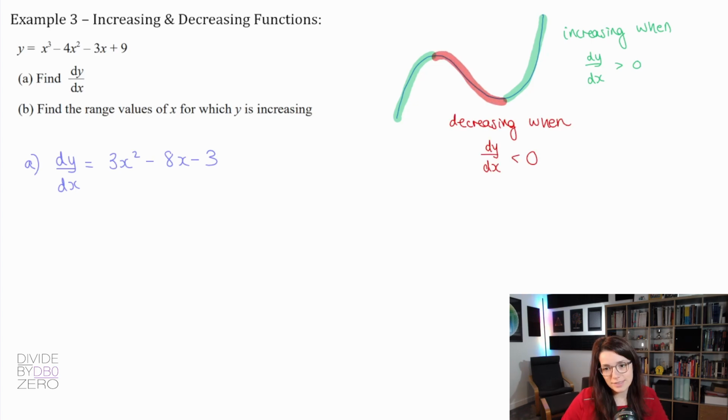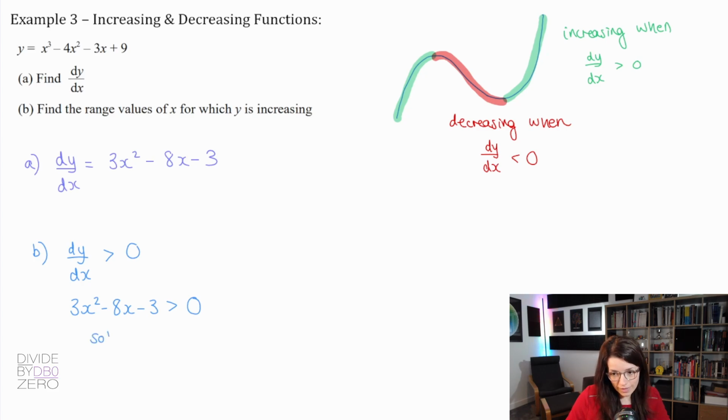And that's the idea. So to apply that idea to this question, we just want to know, where is dy/dx greater than 0? So let's sub our expression for dy/dx into there, make it greater than 0. This is now just a quadratic inequality problem. So solve it however you like. You get x is negative 1/3 or 3.